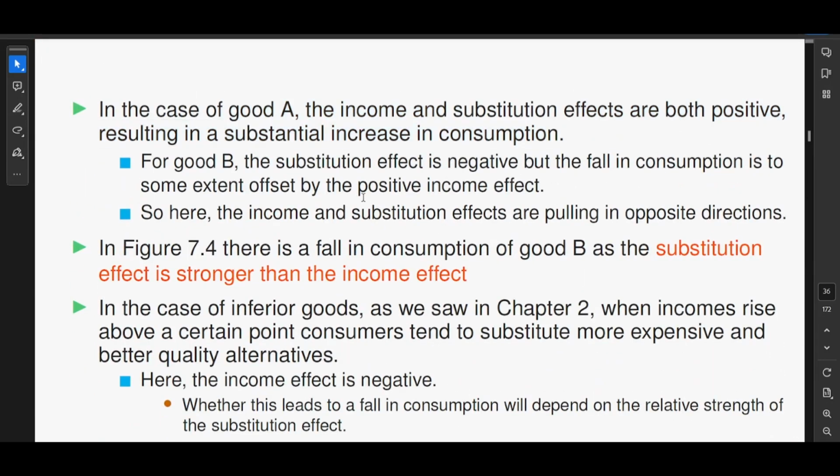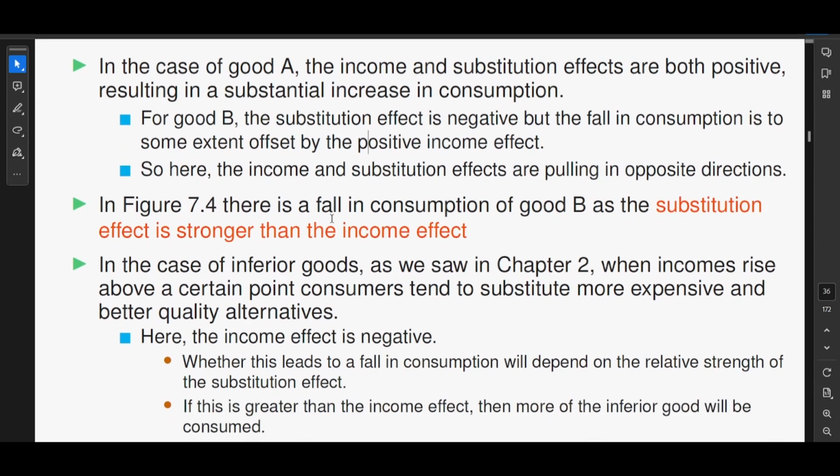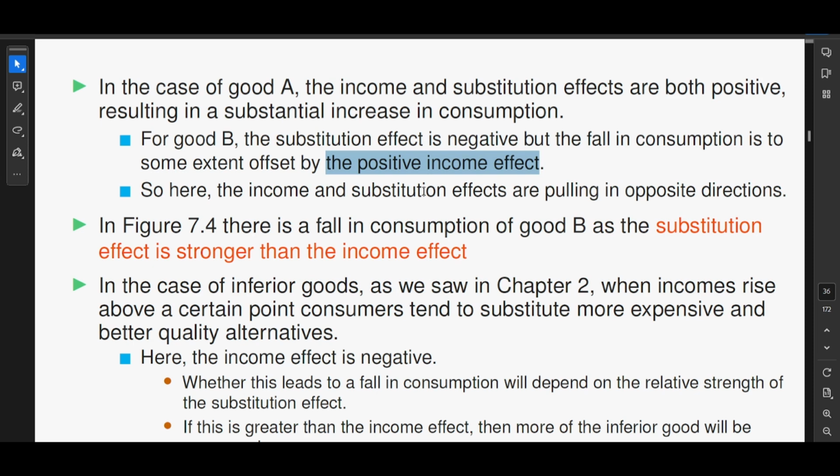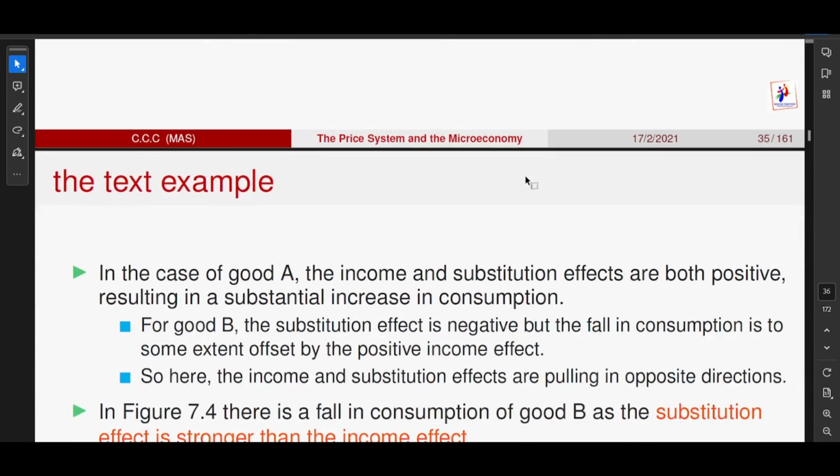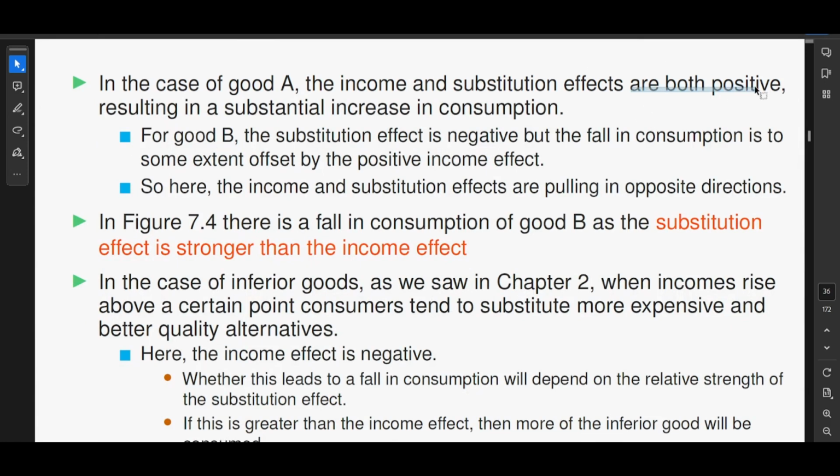It says in the case of good A, the income and substitution effect are both positive, resulting in a substantial increase in good B, and the substitution effect is negative, but a fall in consumption is to some extent offset by a positive... okay, there's a mistake here. They shouldn't have been both positive. They're moving in opposite directions. This is from the textbook, so this is basically a mistake.